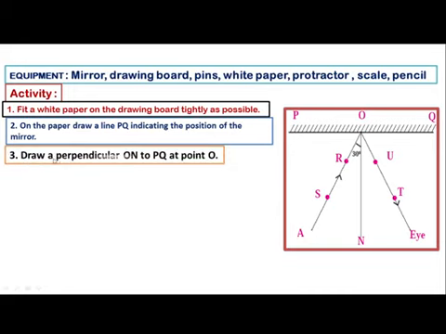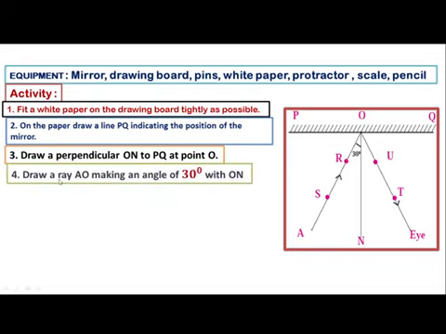Third, draw a perpendicular ON to PQ at point O. This line ON is perpendicular to PQ at point O. Fourth, draw a ray AO making an angle of 30 degrees with ON. This is the angle of 30 degrees with this normal ON.